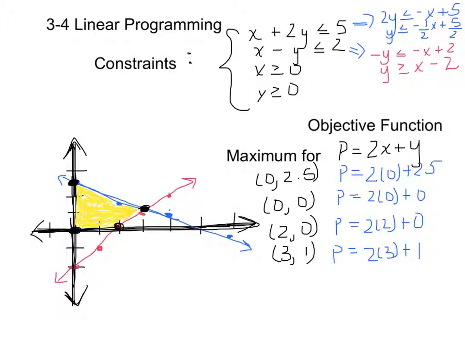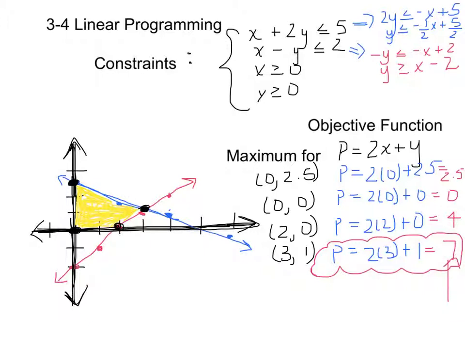Okay, so for the first coordinate, if we plug in x and y, we're going to get 2.5. For the second one, we get 0. For the third one, we get 4. And for the last one, we get 7. So that means that P has a maximum value of 7 when x is 3 and y is 1. So 7 would be our maximum value.